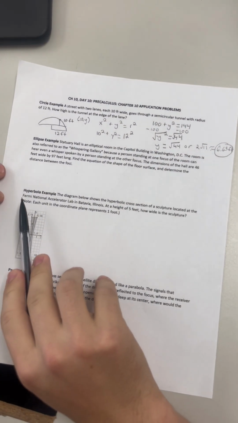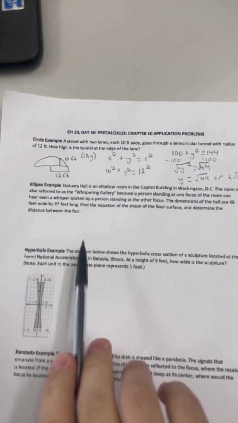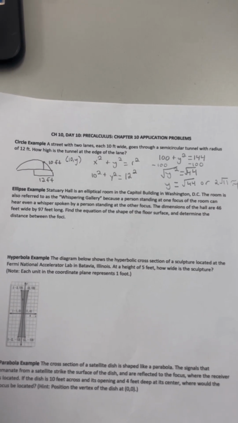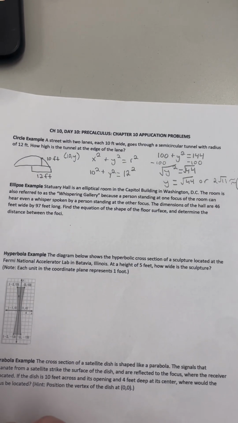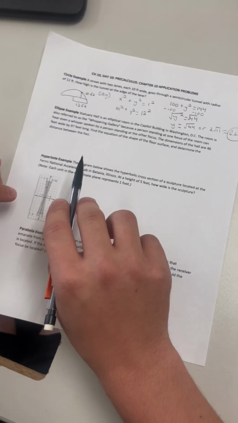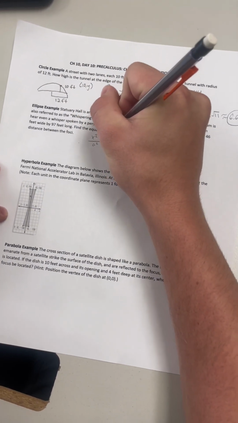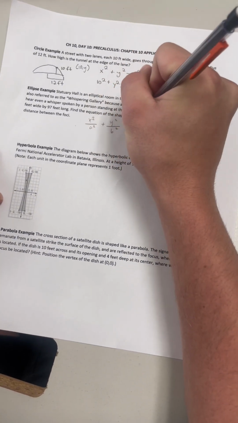Okay, for our next problem, we have an ellipse. So take 10 seconds to read the question. Okay, first off, we will start with the equation, which is x squared over a squared plus y squared over b squared equals 1.